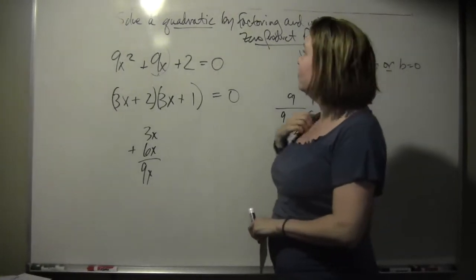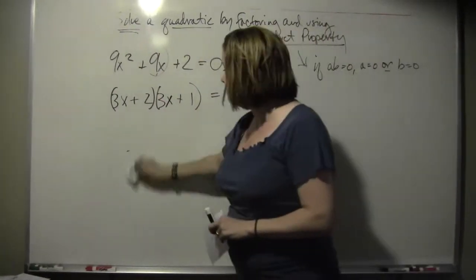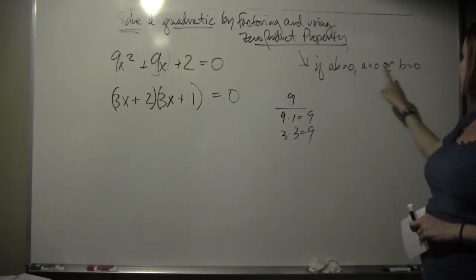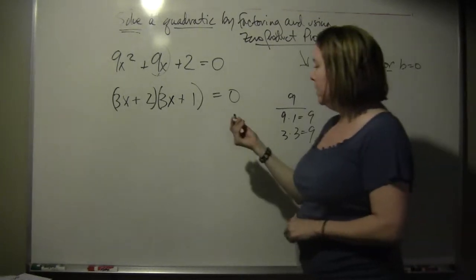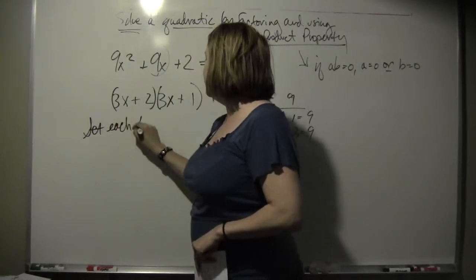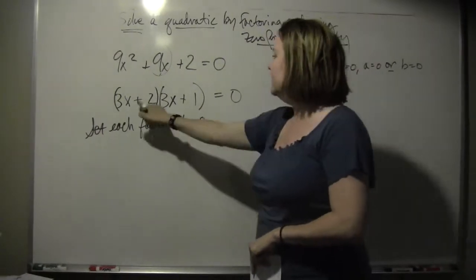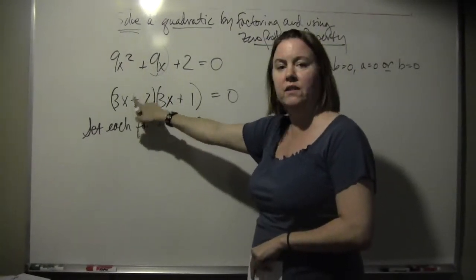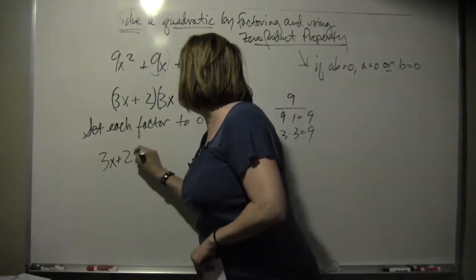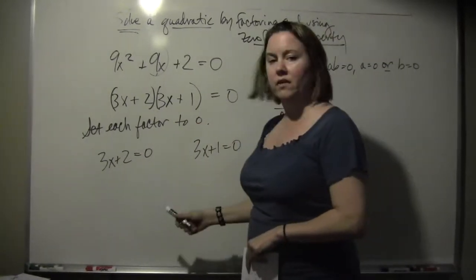So this is how you factor 9x squared plus 9x plus 2 equals 0. Now, we're not done because we have to solve the quadratic, okay? So using the zero product property, we set both the factors equal to 0, which is what we're going to do. So we're going to set each factor to 0. Okay, these are factors. 3x plus 2 is a factor times 3x plus 1 is a factor. So 3x plus 2 equals 0 and 3x plus 1 equals 0. We're solving these for x.